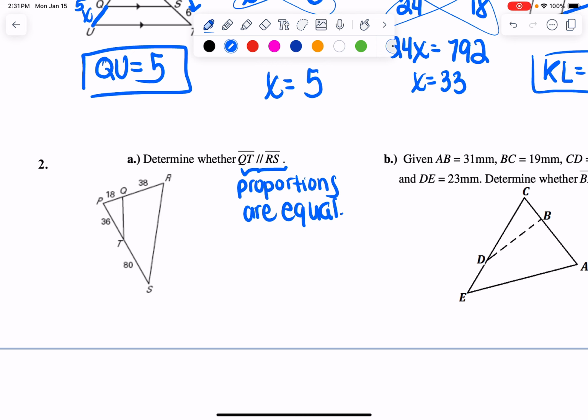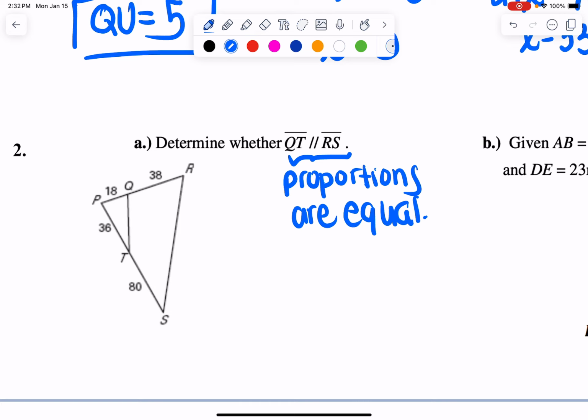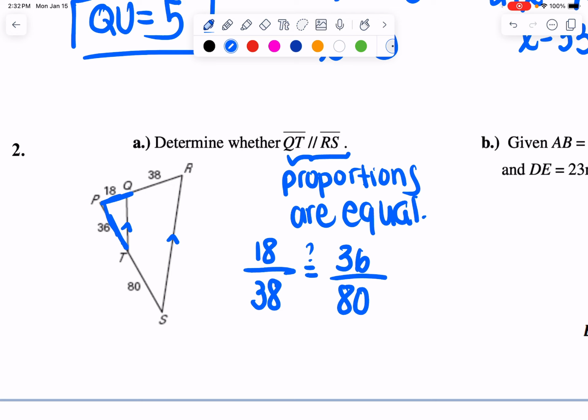So when I do that, I'm going to set up my proportion like I've done before. If I'm trying to determine whether or not these two lines are parallel, I'm going to start off with 18 over the line extended, which is 38, and I'm going to see if that's equal to 36 over the line extended, which is 80. You can either plug this into your calculator and get a decimal, or you can just simplify it as a fraction. If I plug that into my calculator, I would do 18 divided by 38. Don't round, it's going to be 0.47.